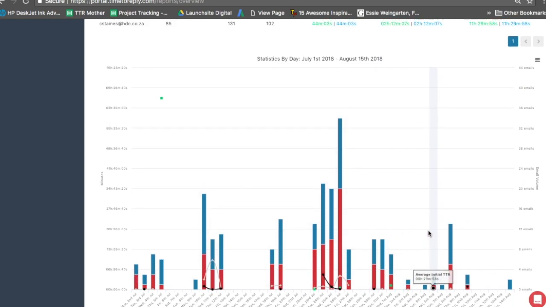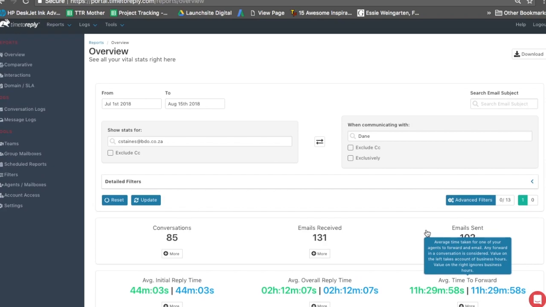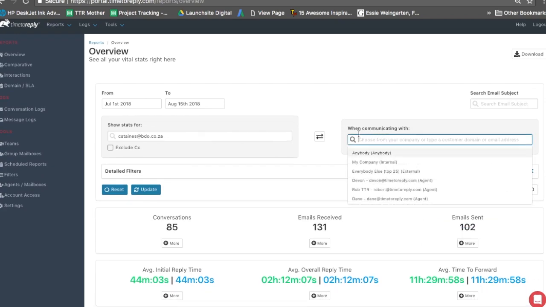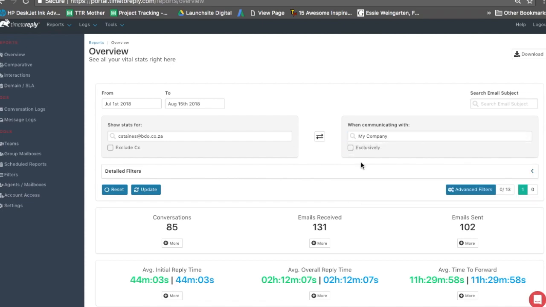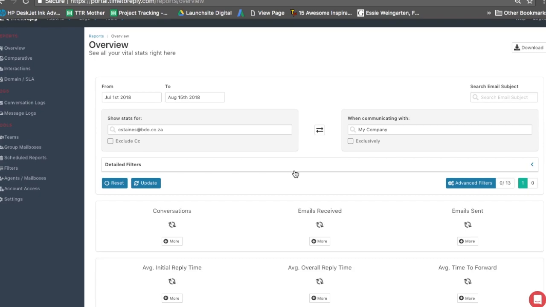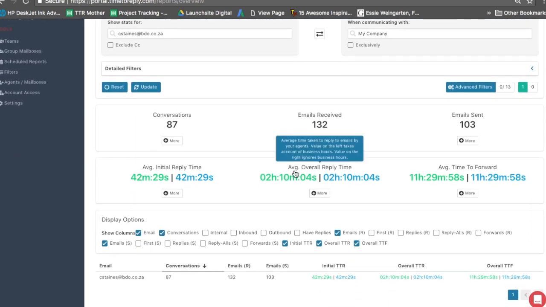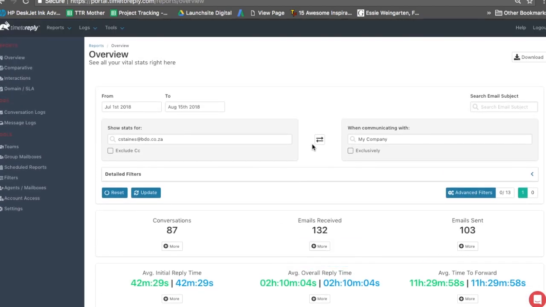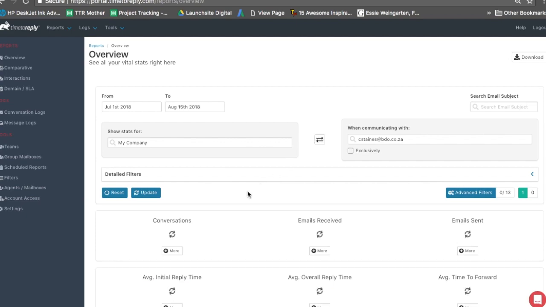Now what we might find is that over time, those response times start slipping, or the amount of conversations that we have starts slipping. And that's a way to get an idea of whether that relationship is souring, whether the business might be slowing down. So it gives you some insight into how the communication is between yourself and a customer.